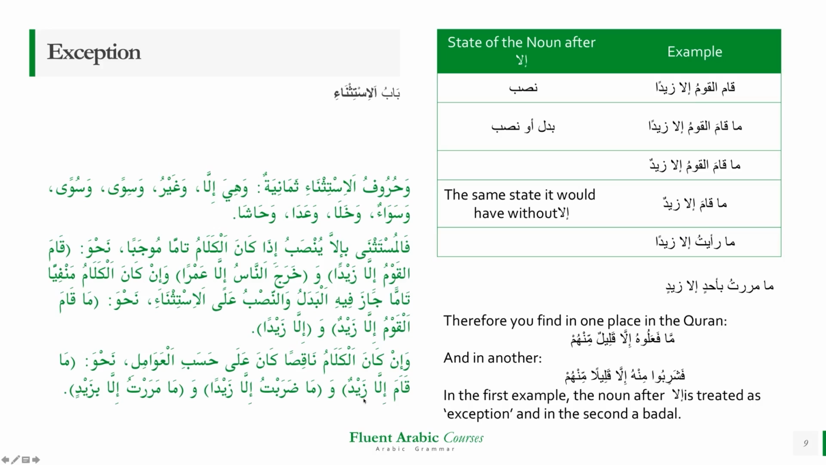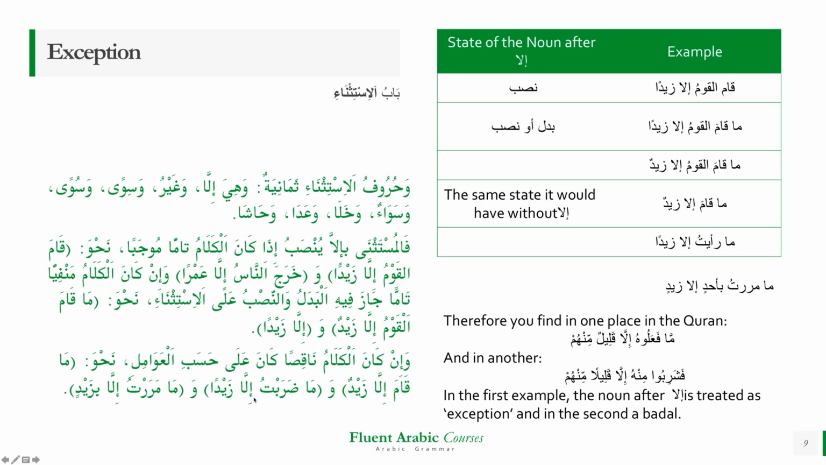Whatever would come here without إلا, if إلا was not in the sentence, what is the i'rab we would give for Zayd? That is the same i'rab we are going to give with إلا. So إلا has no effect on the i'rab of Zayd. ما قام, we can say ما قام زيد. So we say ما قام إلا زيد without any change in the i'rab.